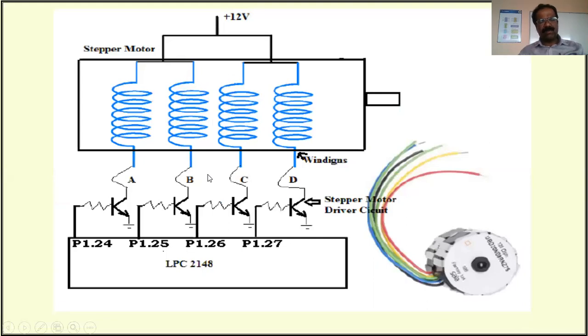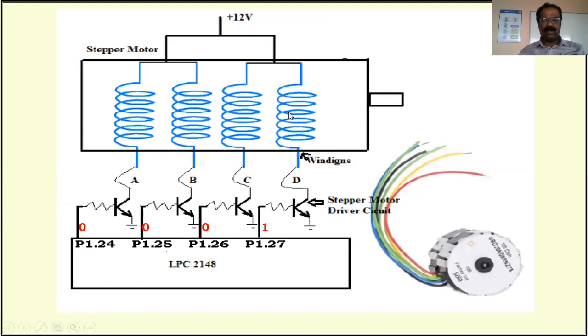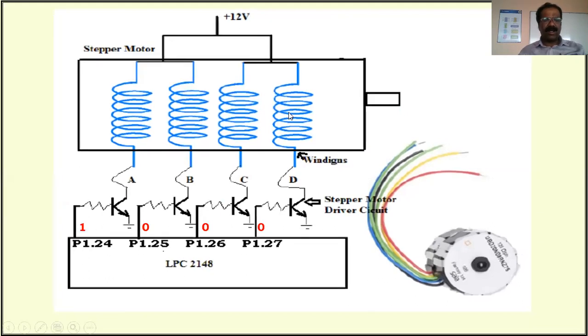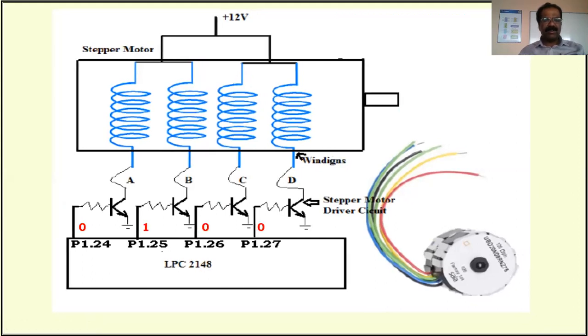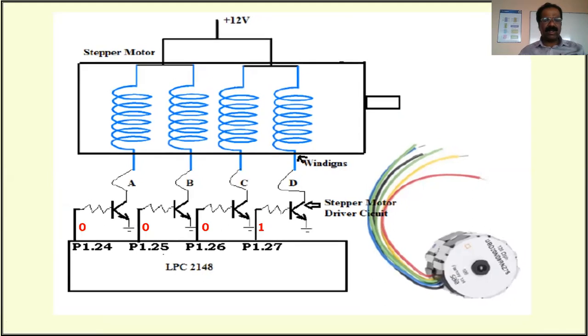Go through the previous video lecture, where I explained the circuit diagram in detail. I'm going to enable the windings in this pattern for anti-clockwise direction. So this is the way of energizing the coil for anti-clockwise. For clockwise direction, we have to enable the winding in this manner. So this is the way of energizing the coil for clockwise direction.